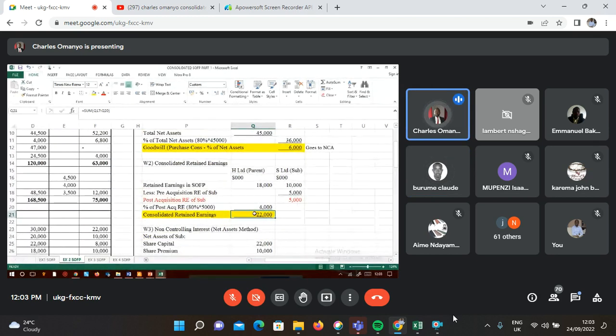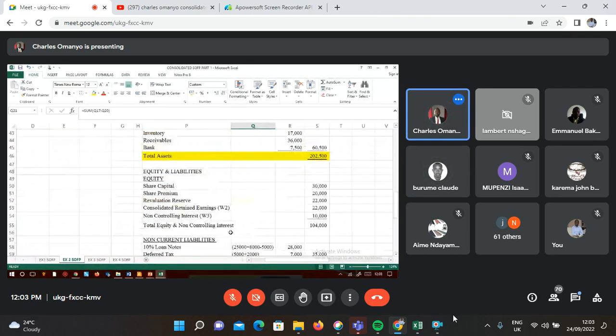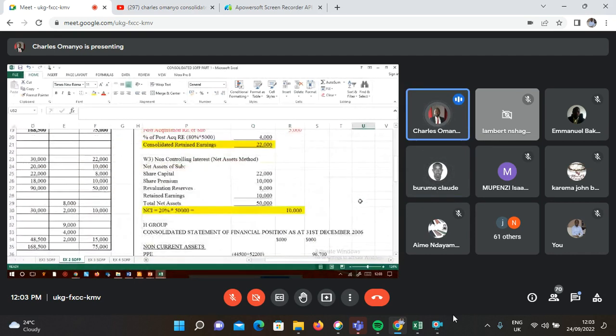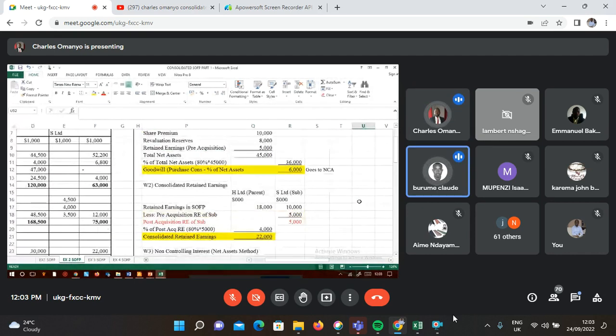This consolidated will also go to the balance sheet, but it will come here. Is that okay? Yes, it's okay. It will still balance. Don't worry. Okay, let's stop there.